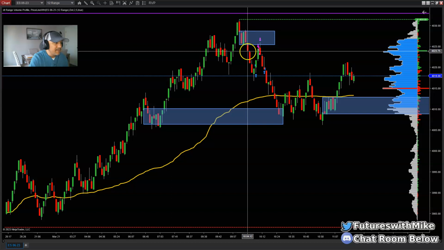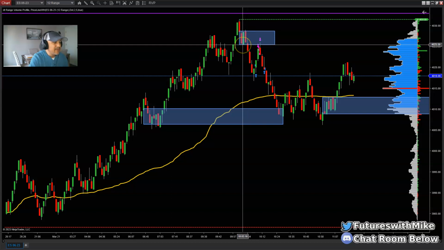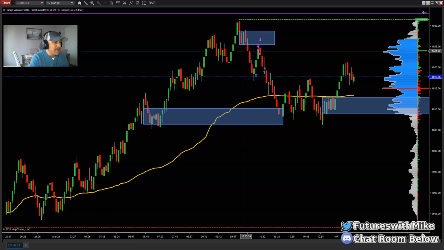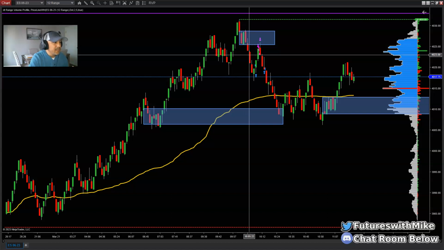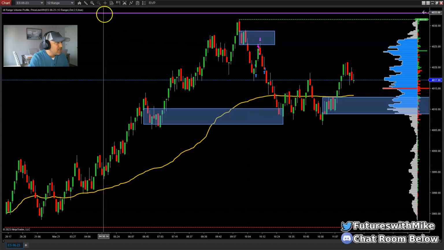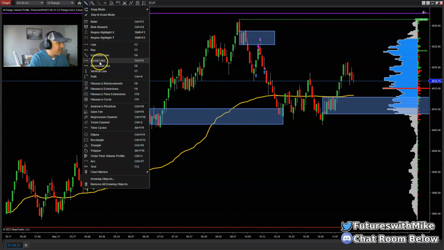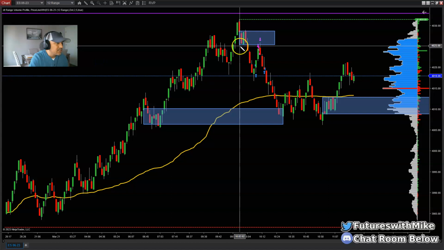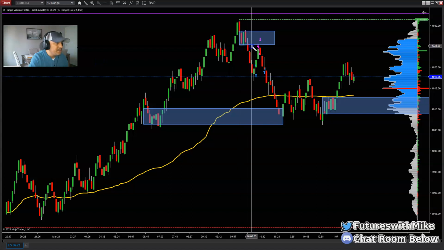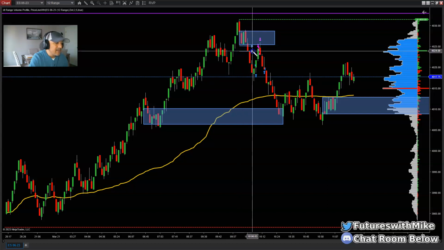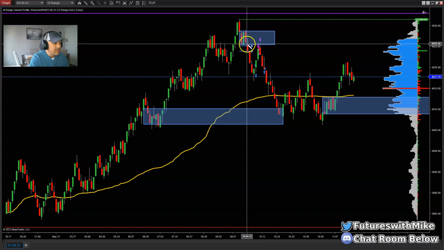If you look, there was an imbalance here from the bottom end of that green candle to the bottom end of that red candle. Well, let's say this candle here, the bottom of that red candle. There was an imbalance right here. Okay, so if I drew that, I'll take this arrow line right here just to show you. Say right here to right here. There's an imbalance there.